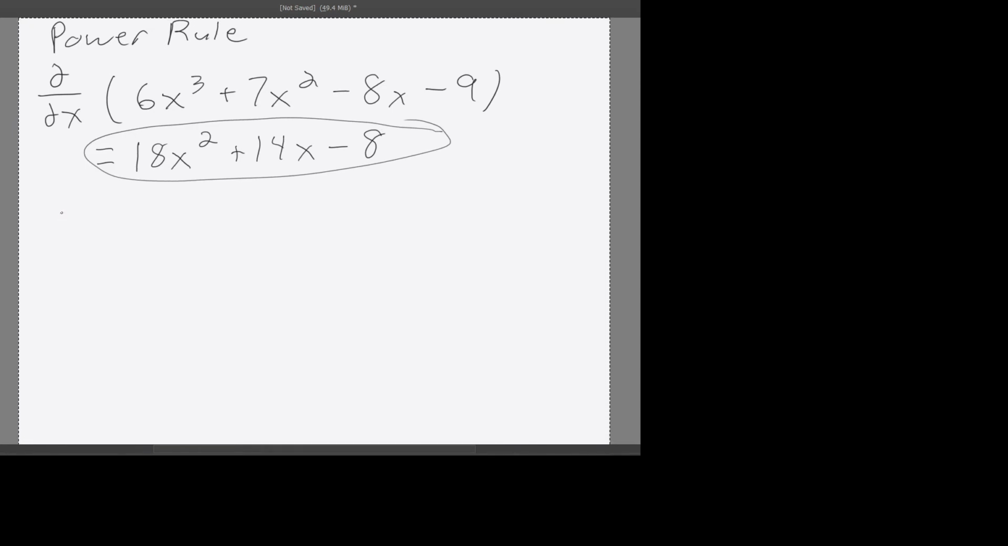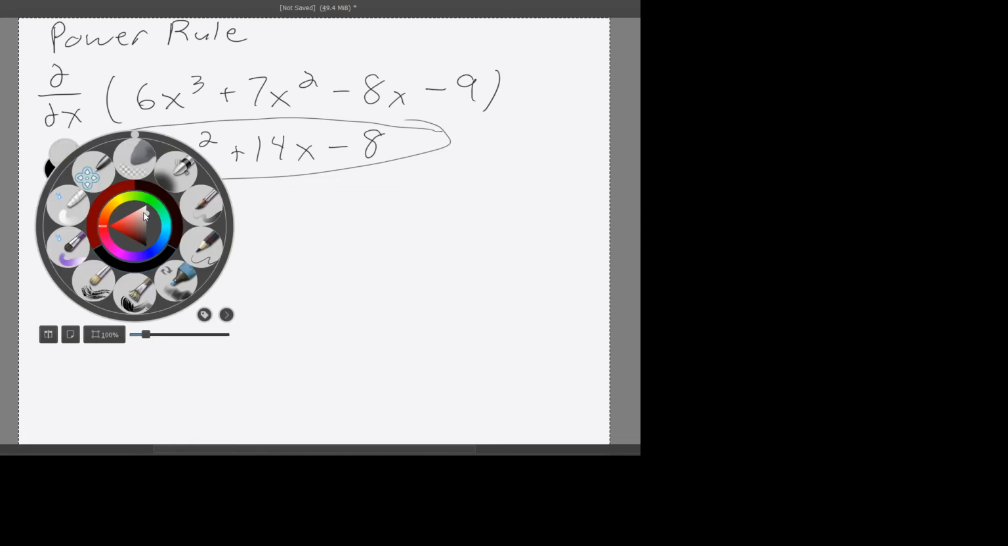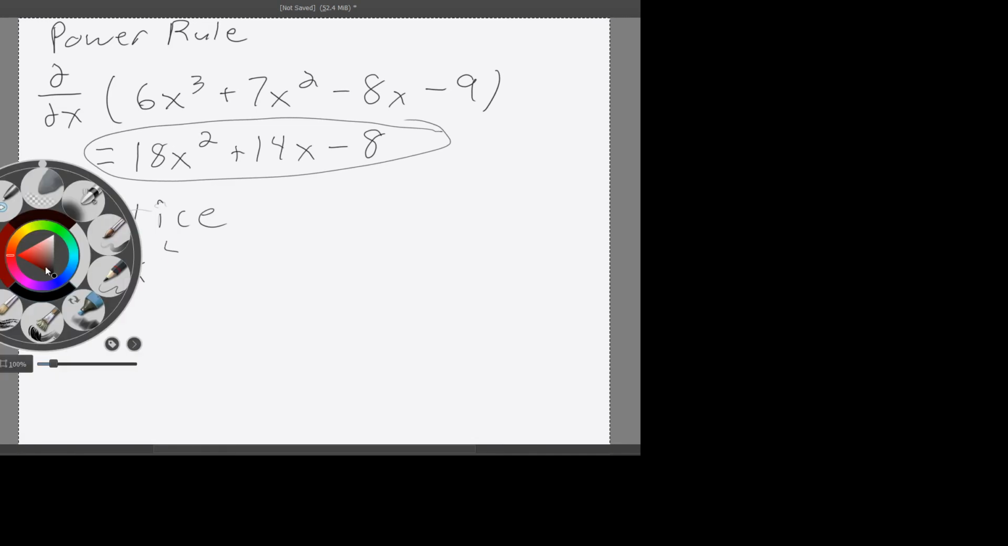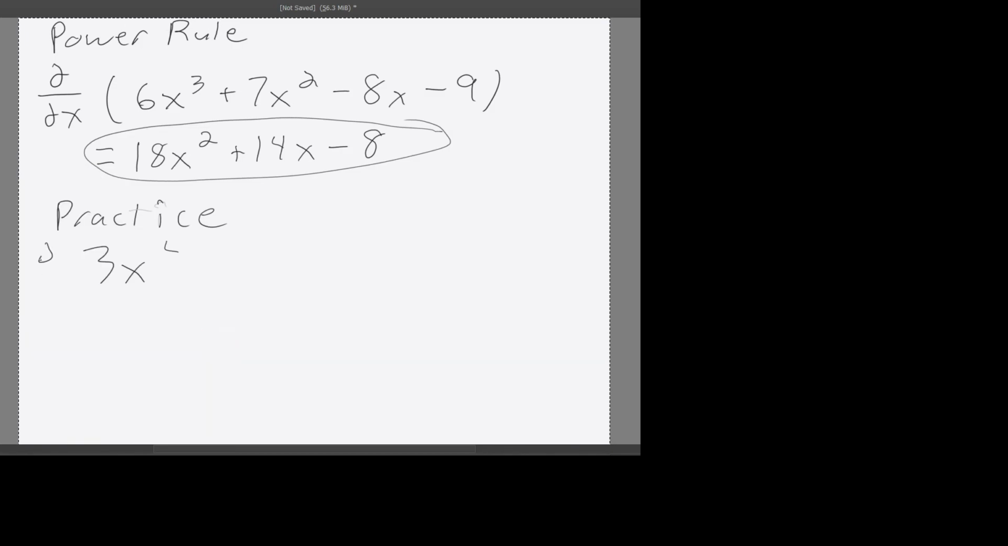Now, go ahead, take a moment and practice a problem here. Put my derivative notation in there: 3x to the 4th power plus 2x to the 3rd power minus 6x plus 9. Pause the video here.